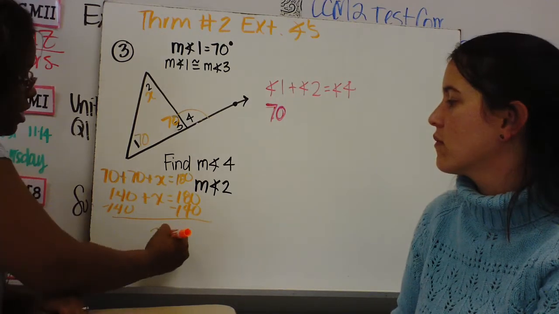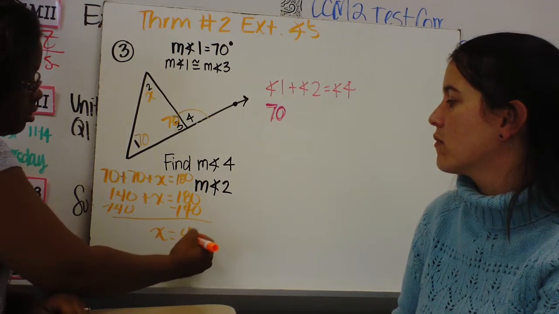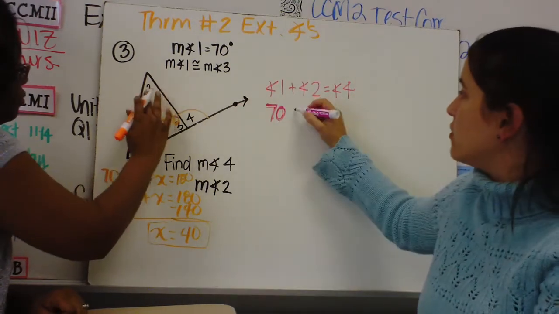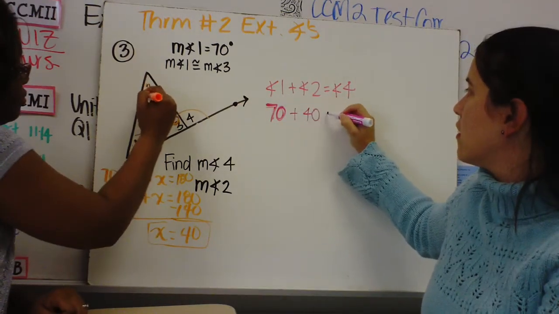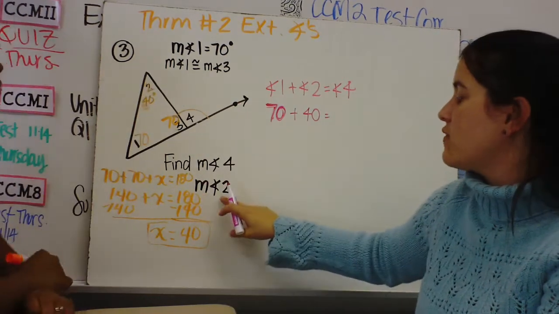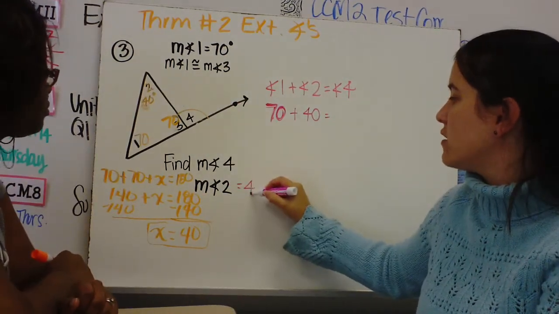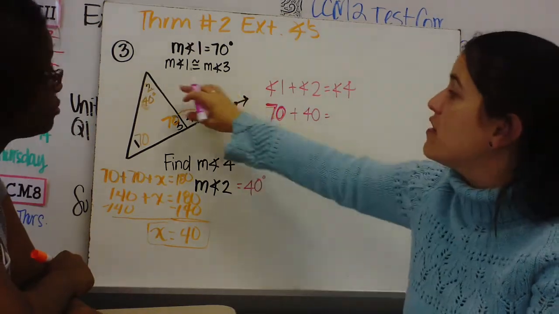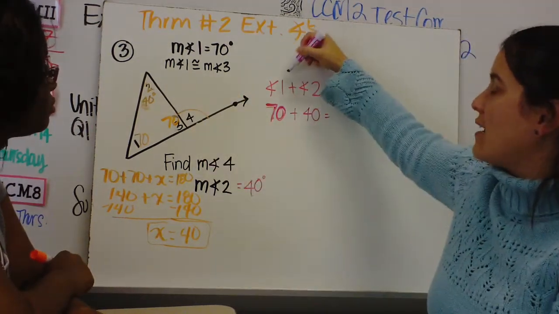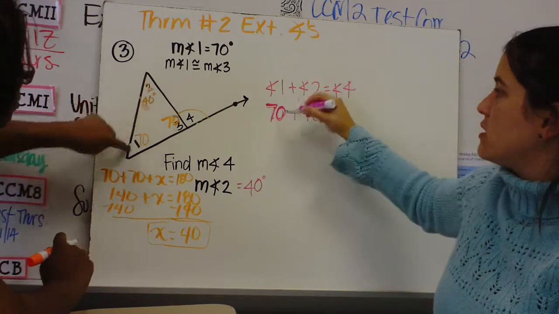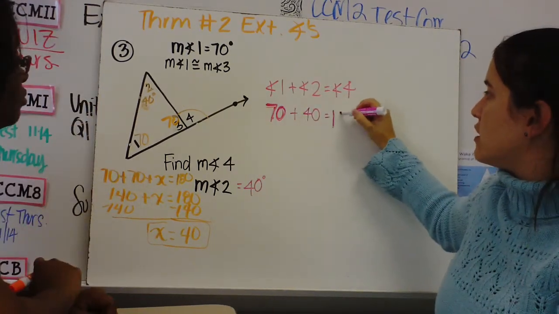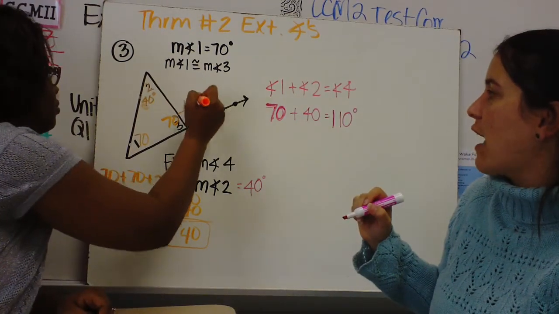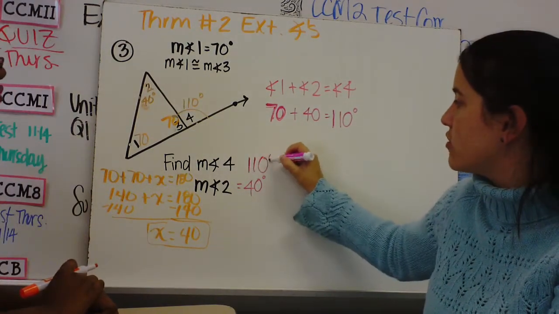So you end up with x equals 40. So I know that that is angle 2. So right here where it says find the measure of angle 2, I know that that is 40 degrees. After we find angle 2, then we can find angle 4 by adding angle 1 and angle 2. 70 plus 40 is 110. So I know that angle 4 is equal to 110 degrees.